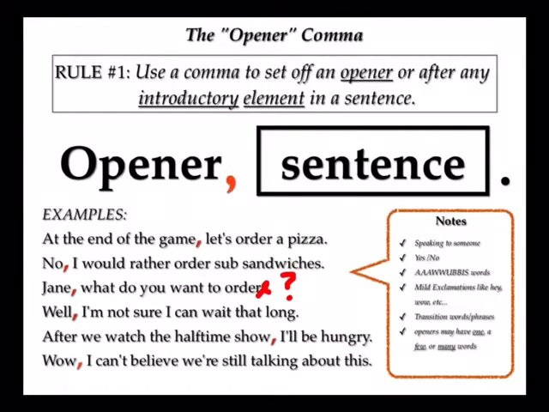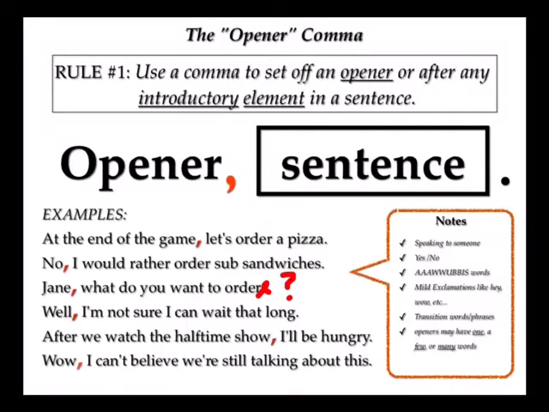If you start off with a long prepositional phrase, in this case you've got 2: At the end of the game, let's order a pizza. General rule of thumb, if you've got 4 or more words in your prepositional phrase, you're going to want to follow it with a comma. If it were really short, like at my house we have many people living there, you wouldn't need one. No, I would rather order sub sandwiches.